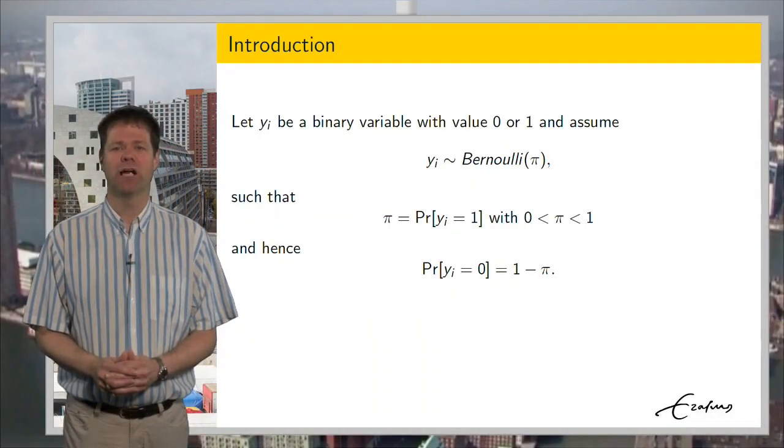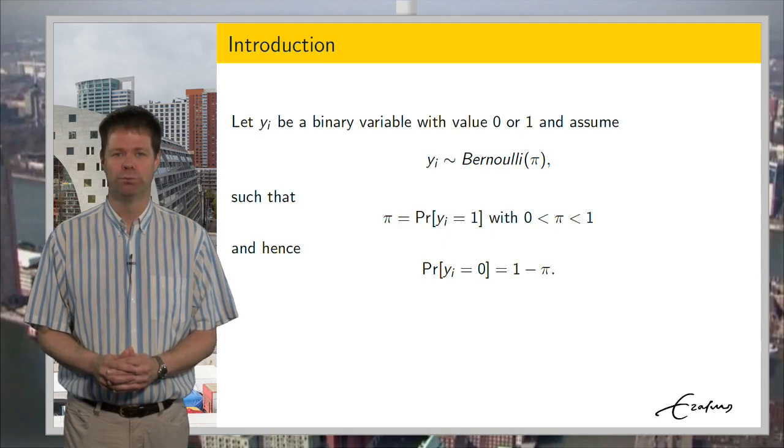We will call the dependent variable yi, and it can take only two values. We denote these values by 0 and 1. The value 1 may for example correspond to yes, and the value 0 to no.